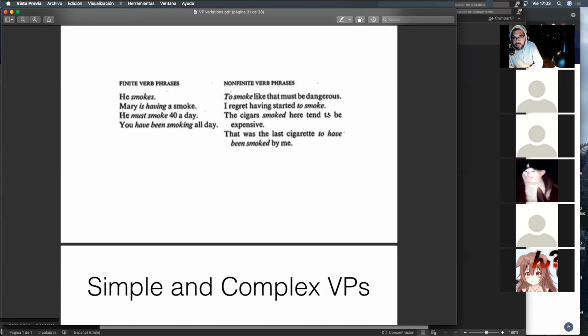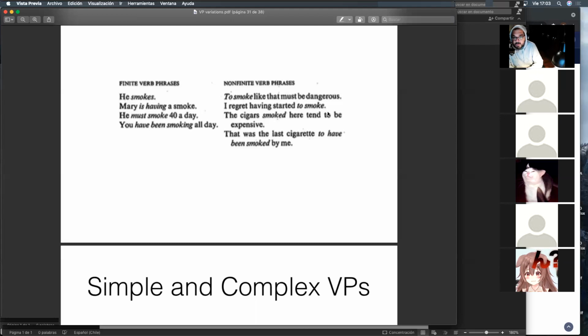In the second one, I regret having started to smoke. It's really weird and difficult. Having started to smoke. The verb phrase is having started to smoke and is non-finite because it begins with the verb having, therefore, an ing form, an ing participle.